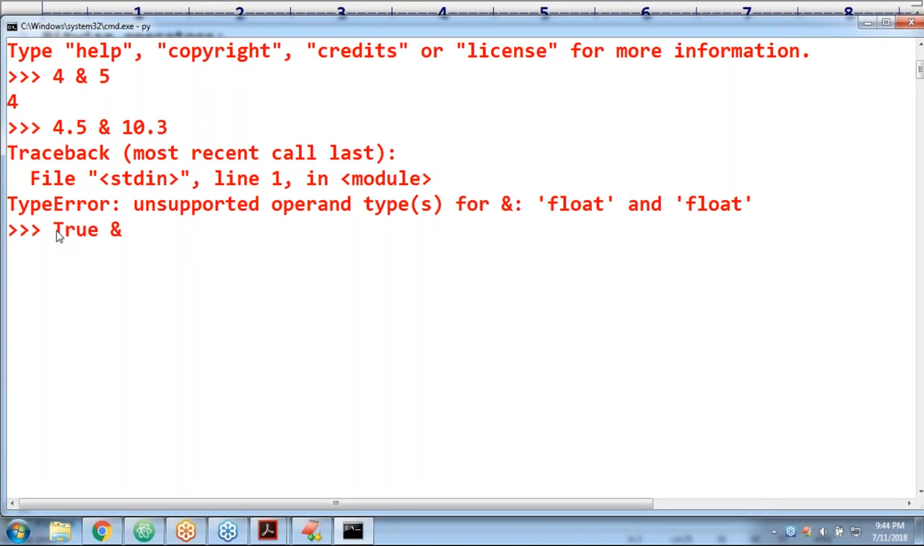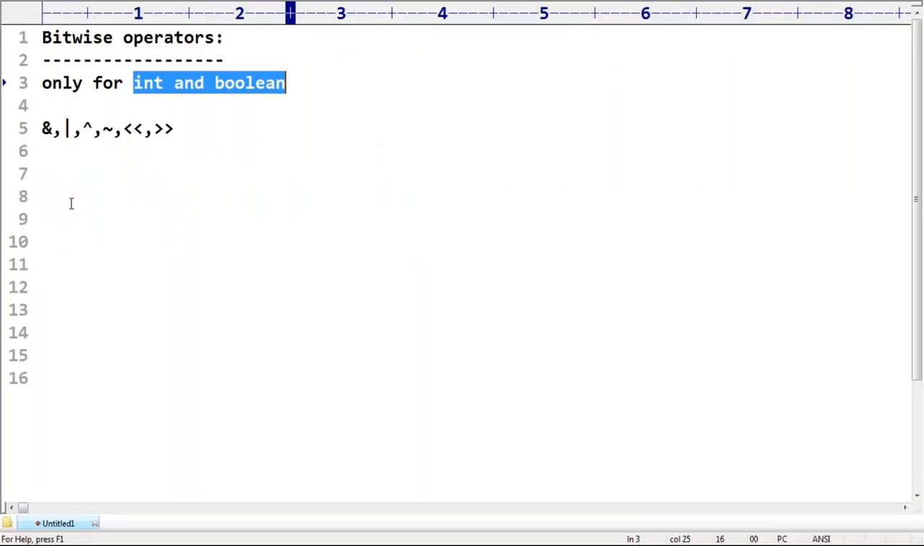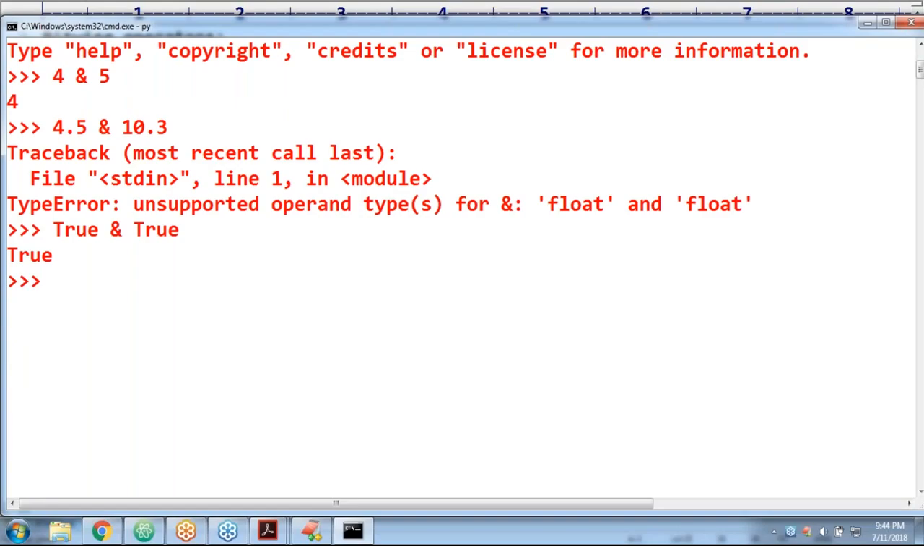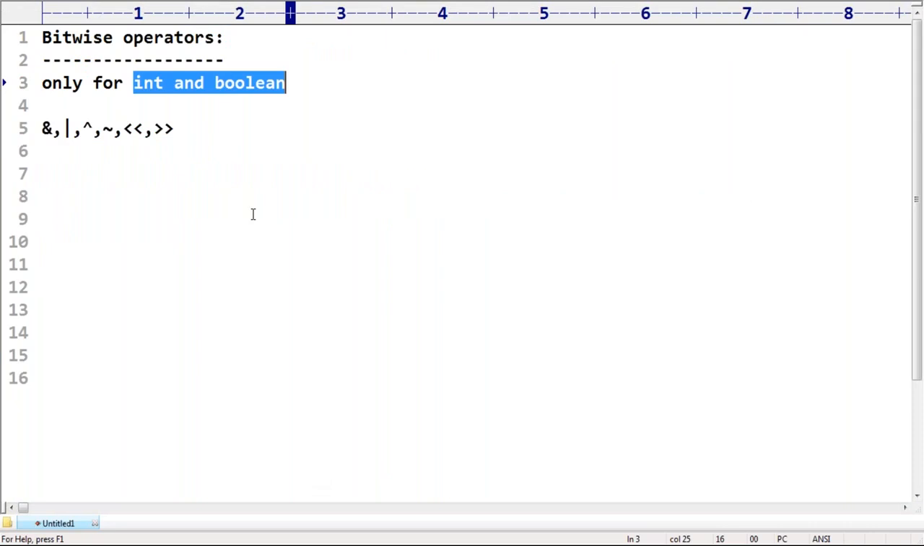Next, true and true I'm taking. Yes, perfectly valid. True is the answer. You can apply these operators for int values, and you can apply them for boolean also, no problem at all. But how the functionality works, that part we are going to discuss in detail. Don't worry much about that. Any doubt? That's all, this is just where you can apply them.